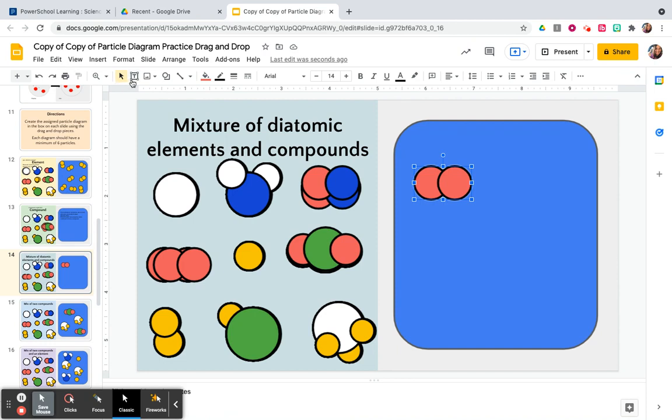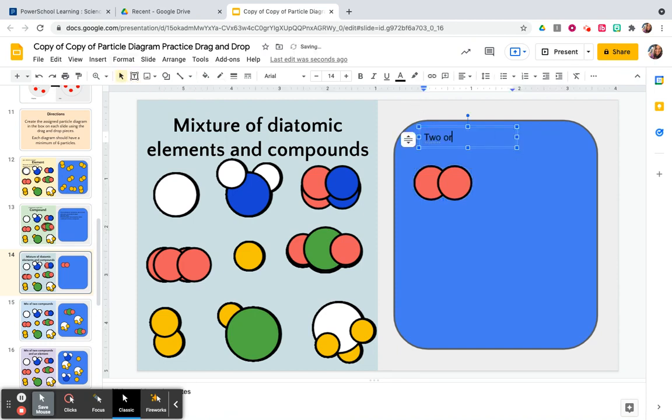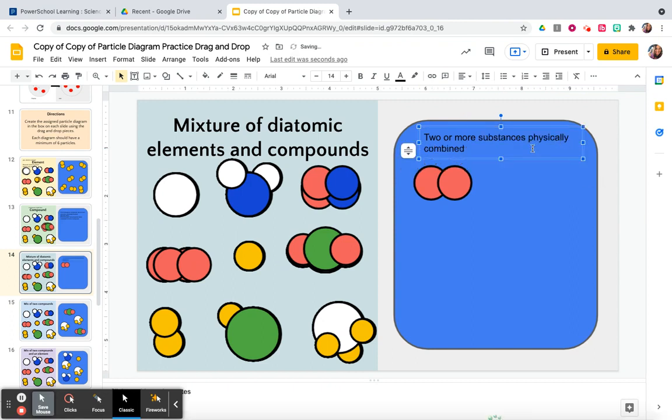So mixtures here are two or more substances physically combined. Physically combined. So there's no chemical bond. They're not attached to each other. They're just physically combined. They're just all mixed together.